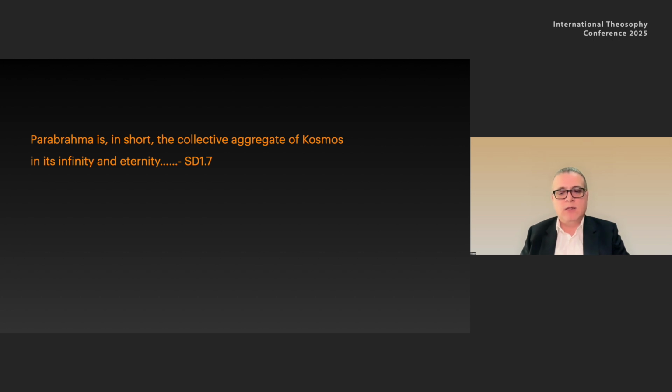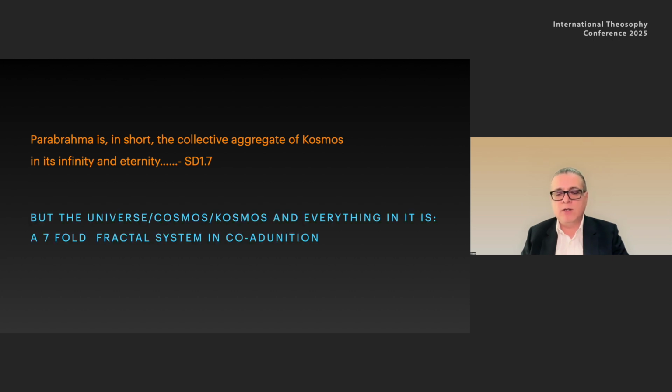Next, we also know that Parabrahm is in short the collective aggregate of cosmos in its infinity and eternity. In this context, we need to keep in mind that everything in the universe, the cosmos, is actually sevenfold, including us, and the whole is a copy of parts, and the parts a copy of whole on each of the seven planes and further on their subdivisions. So, in a way, everything reflects everything and is related and connected to everything.